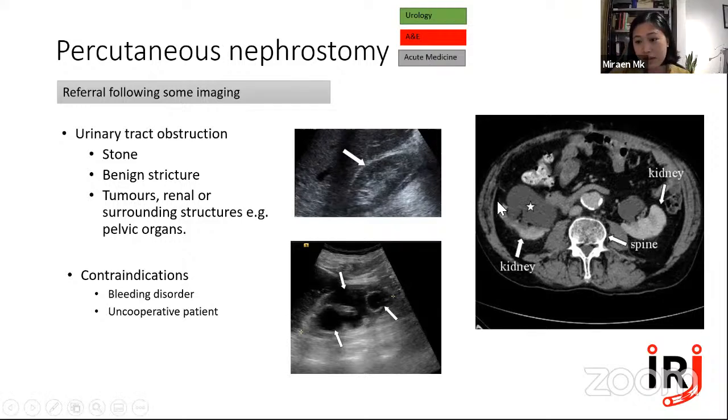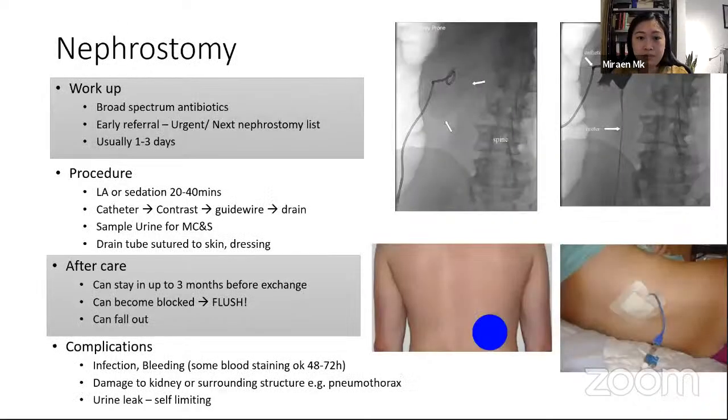Again, this is quite different between the left and right kidney. So the usual causes for obstruction are stones, benign strictures or tumors, and that doesn't necessarily have to be a kidney tumor. It could be other organs in the pelvis that are compressing on a ureter at any point between the kidney and the bladder. There's no real contraindication to having a nephrostomy put in, apart from if you've got some bleeding disorder or if you can't stay still. So I'll talk a bit more about how this goes in.